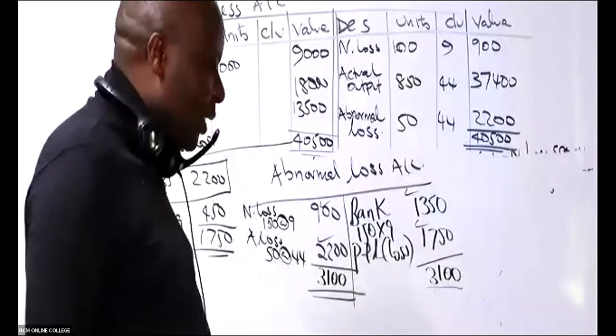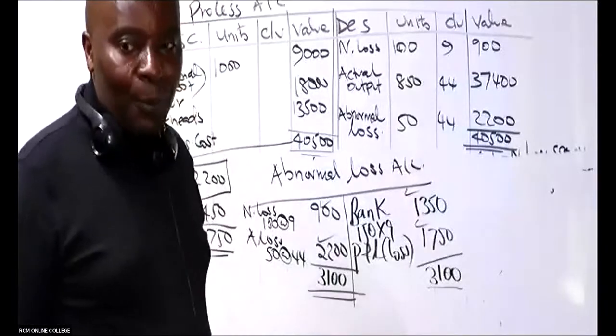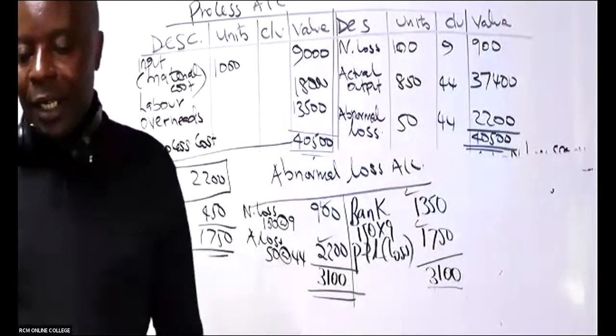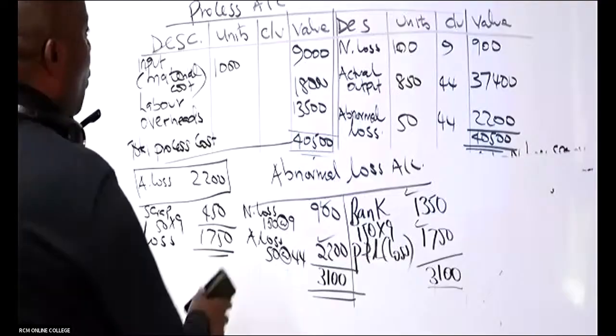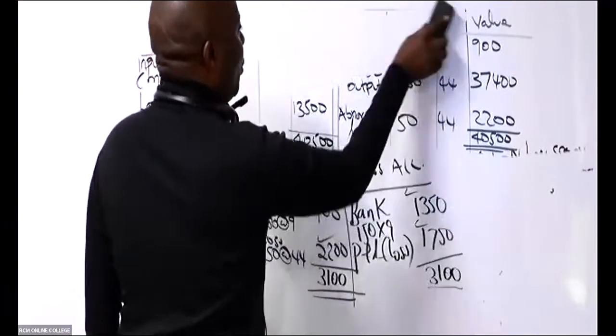So what these students are telling me is that Mwalimu, it's an abnormal gain of 40.